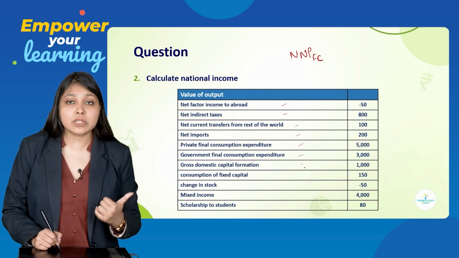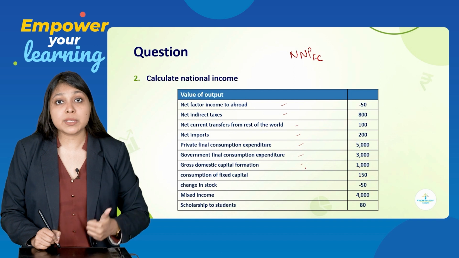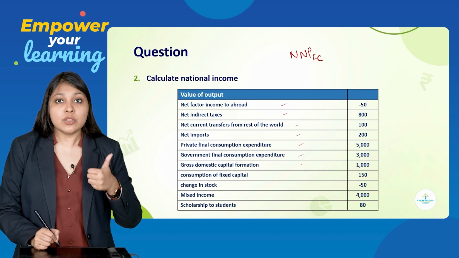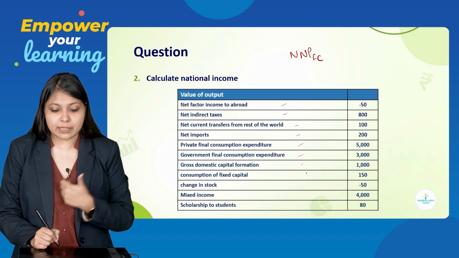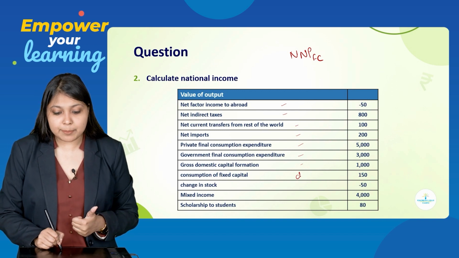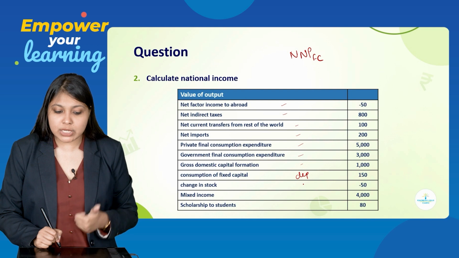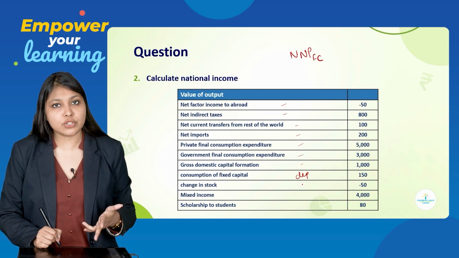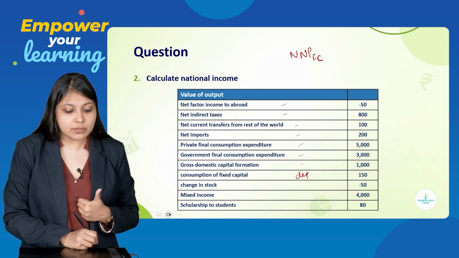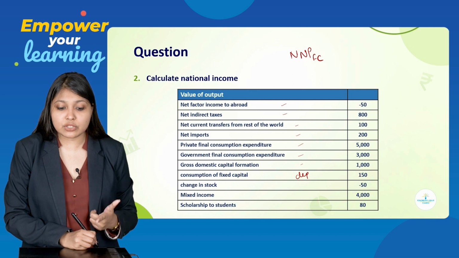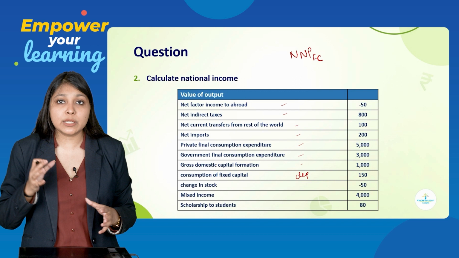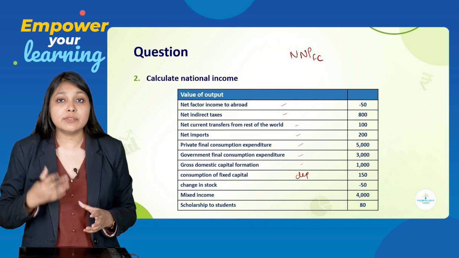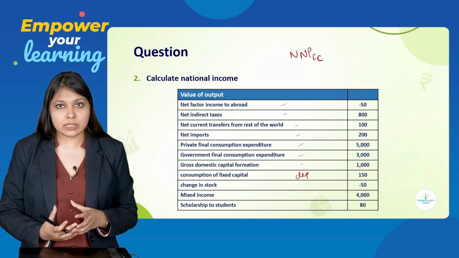In the previous question, they had given you gross domestic fixed capital formation. So if that is given, then you will have to find out gross domestic capital formation. Consumption of fixed capital, nothing but depreciation, change in stock, mixed income, scholarship to students. So all the information we have; they have told you to find out national income, that is NNP at FC. But as I said, first of all you need to find out the aggregate of the method which we are going to use to find out the national income.